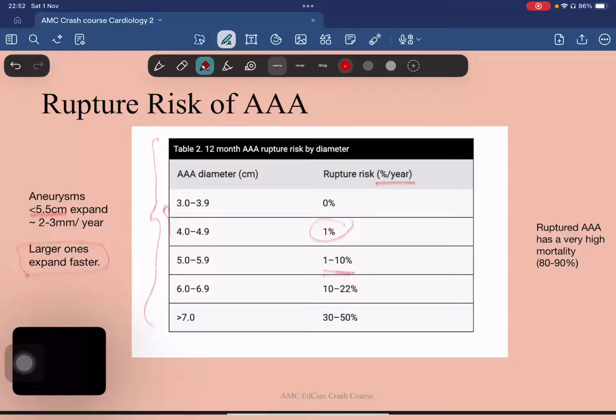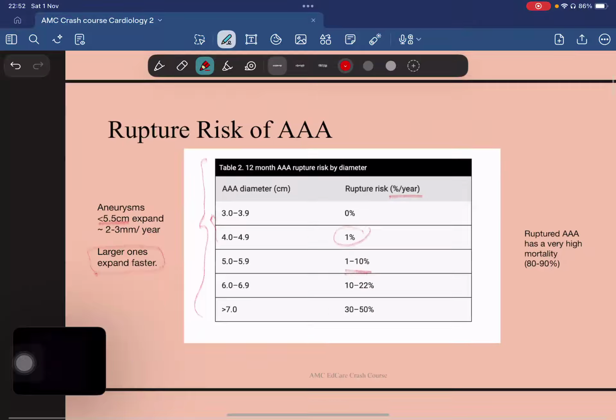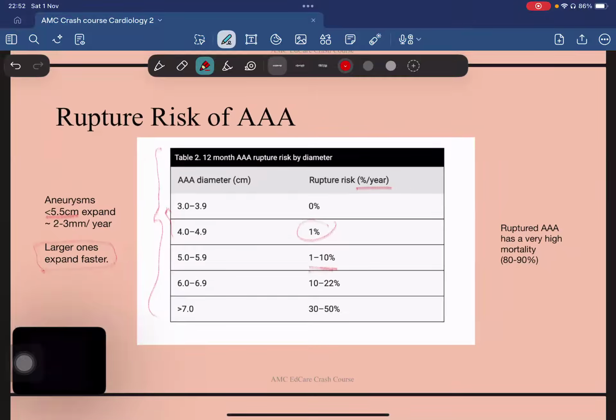the risk of rupturing, percentage per year. So that is something that you will have to remember. And the last thing is, just remember, if it's more than 7, half of them will rupture within a year, 50%. Just remember, half of them will rupture.